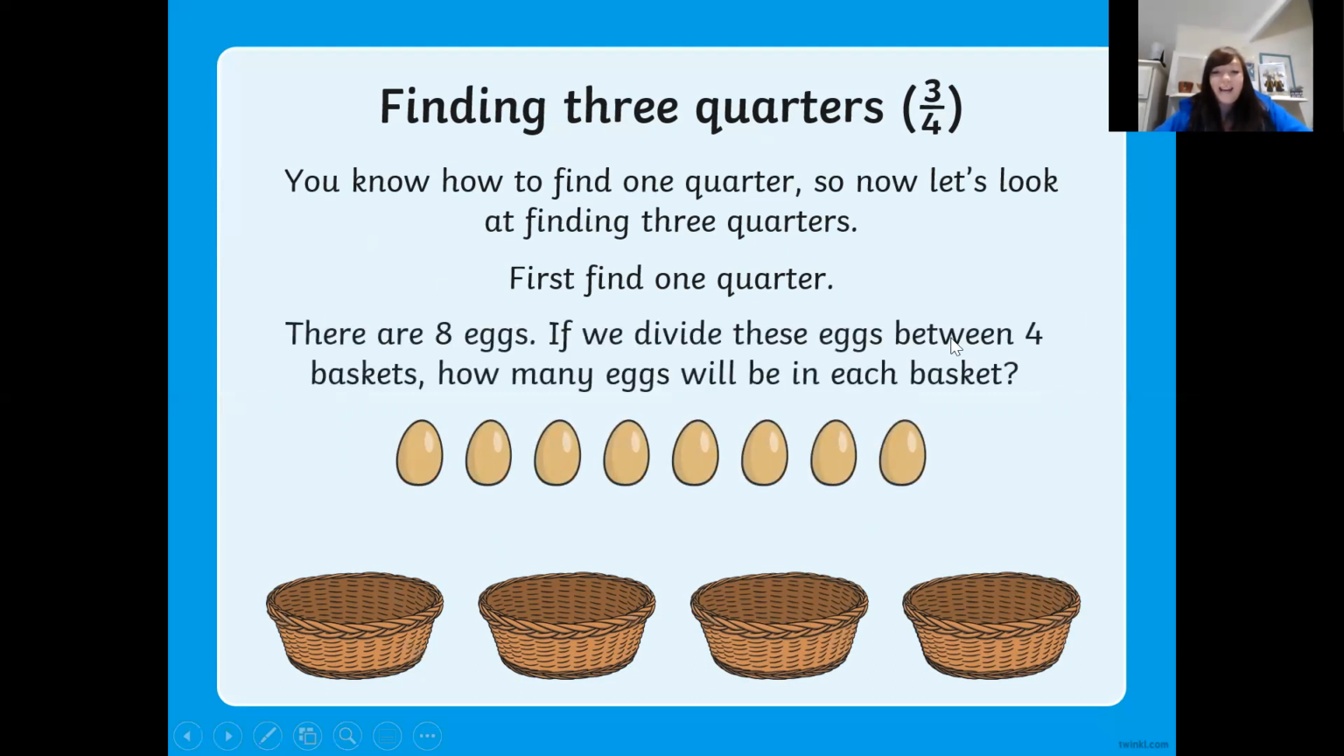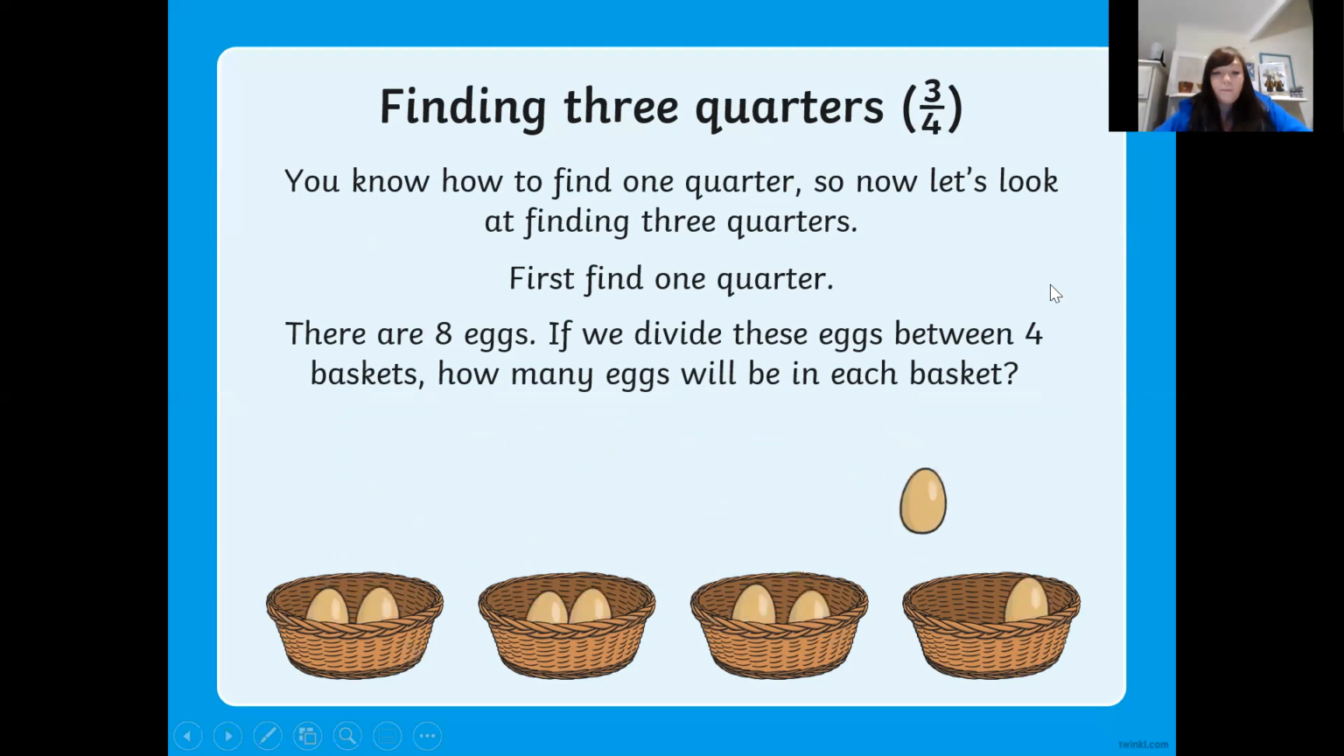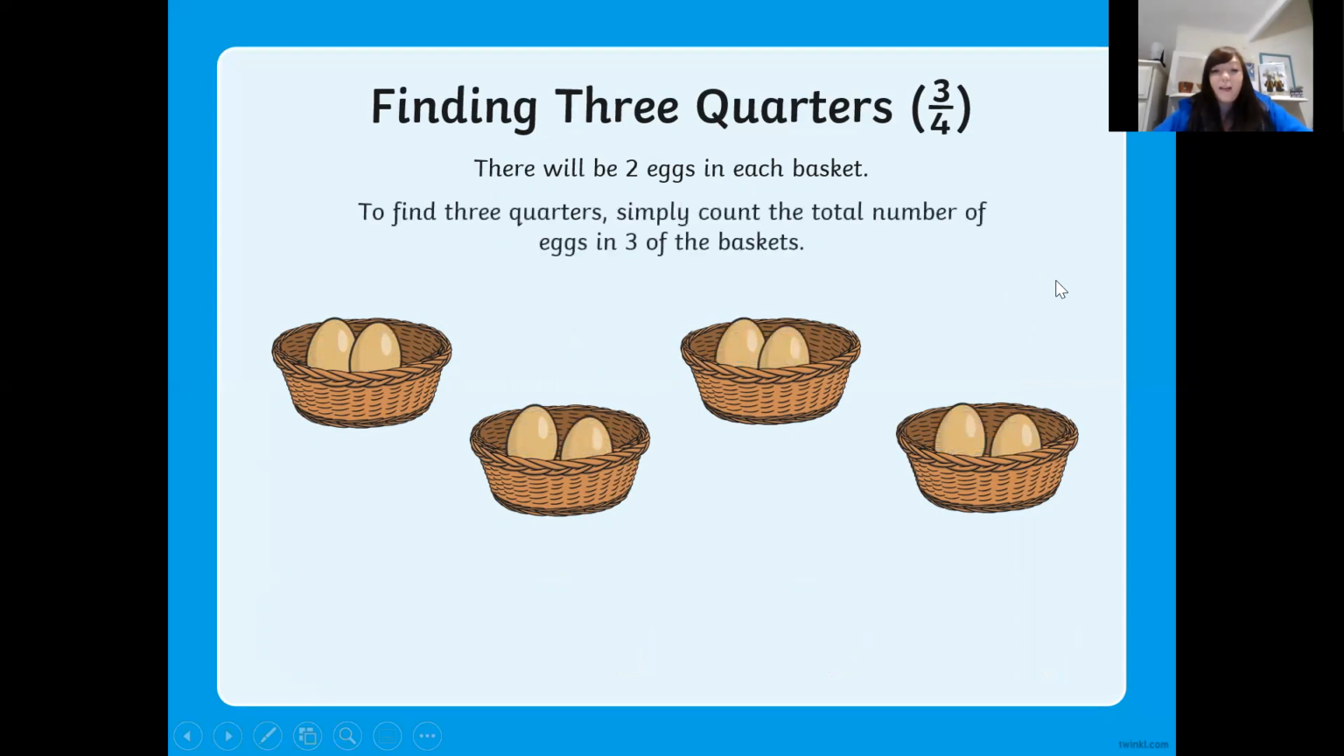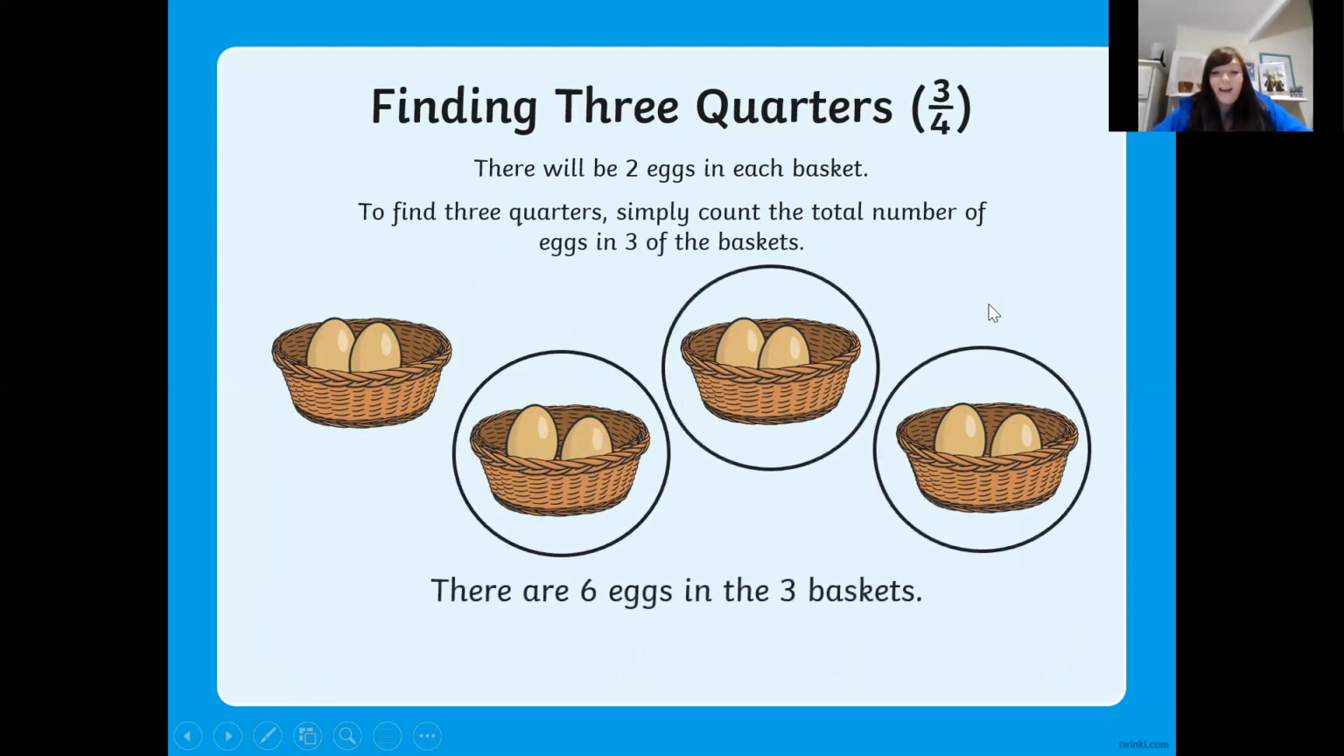So here we have 8 eggs and we have to divide them by 4 because we're looking for 1/4. So there are 2 eggs in each basket. Now to find 3/4, we need to know 3 of those baskets. We need to know 3 parts of that. So 1, 2, 3, 4, 5, 6. There are 6 eggs in 3 of those baskets. So 3/4 of 8 is 6.